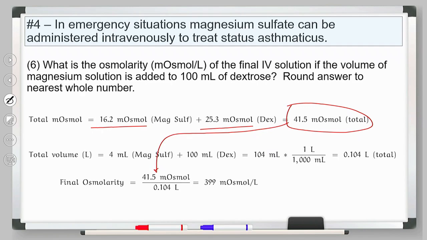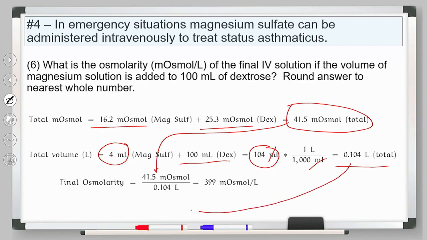Okay? That's the easy part. The other thing to remember here, not to be confused of, is we used how much dextrose? It was a 100 milliliter bag of dextrose, right? But what did we calculate for the magnesium sulfate? 4 milliliters. So remember, the total volume combined is 104 milliliters, not just 100. Now we need a liter, so let's convert 104 milliliters to liters by dividing by 1,000. So really the 104 milliliters is 0.104 liters. That's my total volume. So my total milliosmoles divided by my total volume, divide that out, and I got 399 milliosmoles per liter. All right?